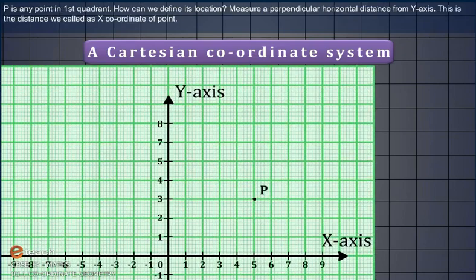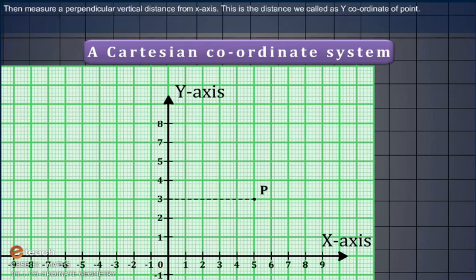P is any point in the first quadrant. How can we define its location? Measure a perpendicular horizontal distance from the y-axis. This is the distance we call the x-coordinate of the point. Then measure a perpendicular vertical distance from the x-axis. This is the distance we call the y-coordinate of the point.